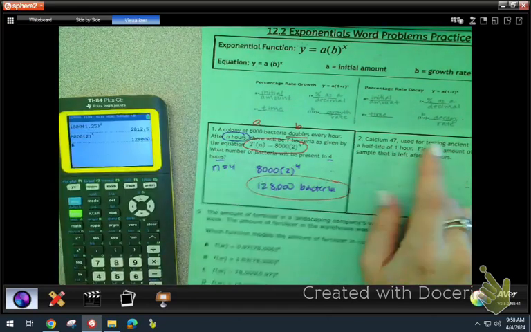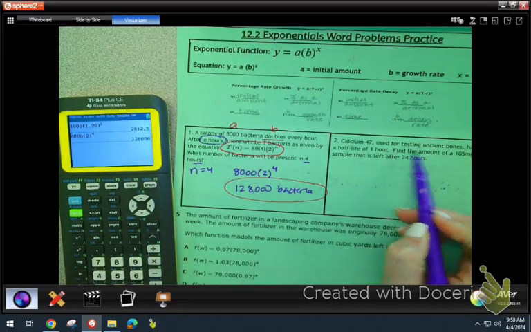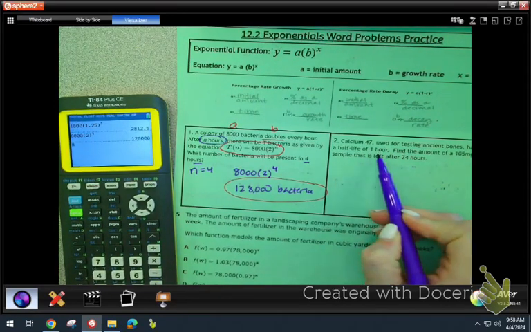Now, let's look at number 2. This is another type of problem that you can see. There's also a typo on here. Okay? So let's read it. Calcium 47, used for testing ancient bones, has a half-life of 1 hour.